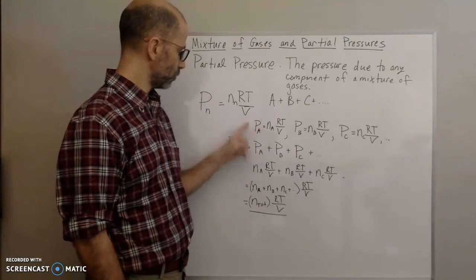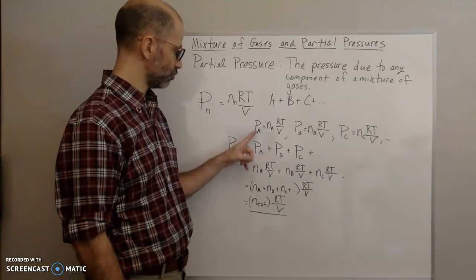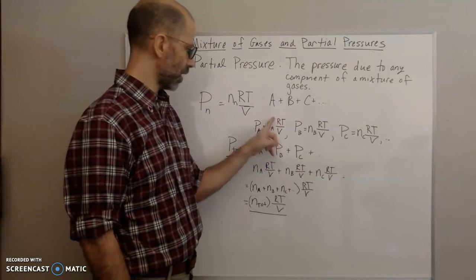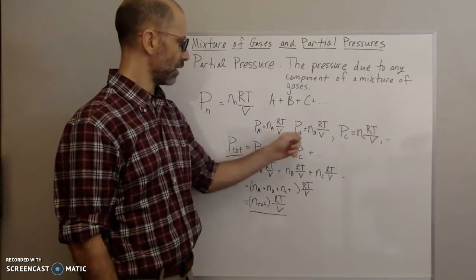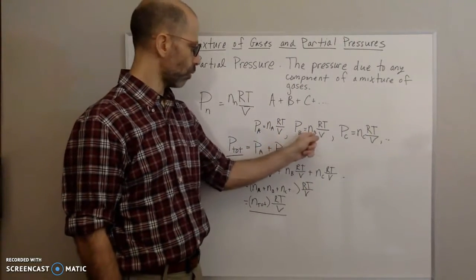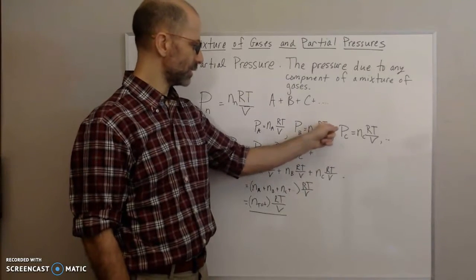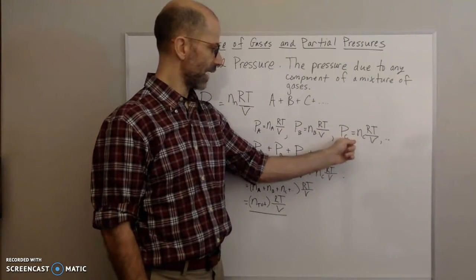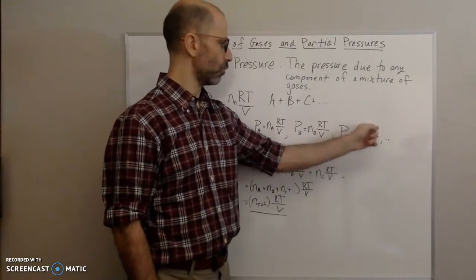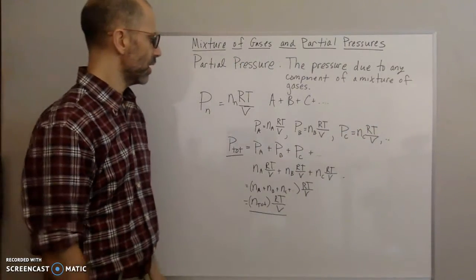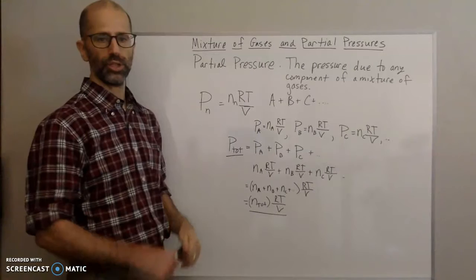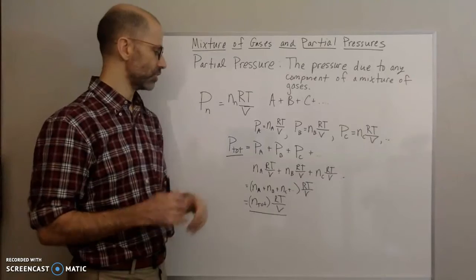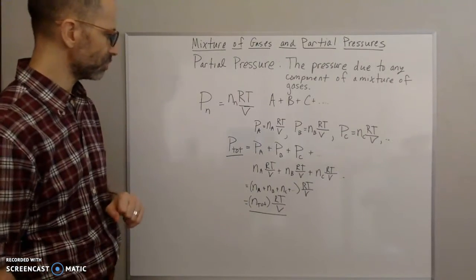So PA is the partial pressure due to gas A, and that's the number of moles of A multiplied by RT divided by V. For gas B, it'd be the moles of B multiplied by R and T and divided by V again, and then so on for gas C: the number of moles of C multiplied by RT over V, and so on. You can calculate the partial pressure of each gas in a mixture if you know the number of moles, as well as the other conditions: temperature, volume, and of course R.